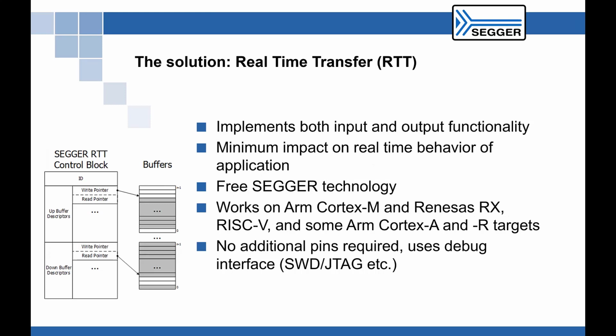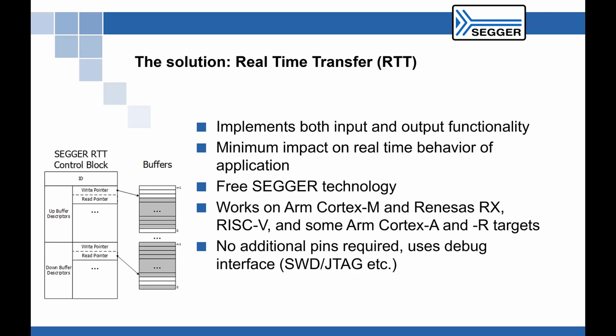On the left, you see a little graphic that shows what it essentially is. It's two or more buffers, one up, one down buffer, or more. The great thing is it's an I/O channel, so it's not only an output channel from the target side, but you can send data inside of your running system as well.